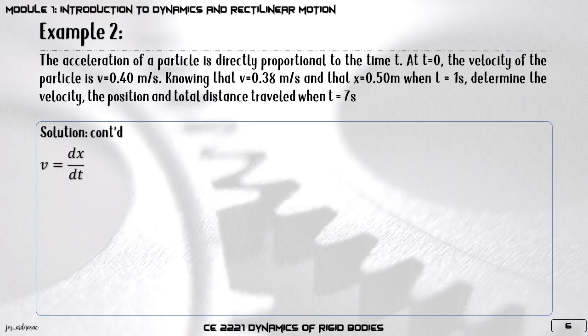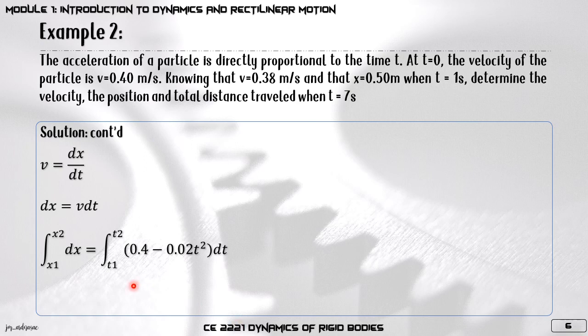So next, we know that the velocity is the derivative of x with respect to time. So we can write now dx is equal to v dt. So taking now the integral of the equation, we'll now have dx from x1 to x2 is equal to the value or the equation of the velocity which we have just derived in the previous slide, dt from t1 to t2.